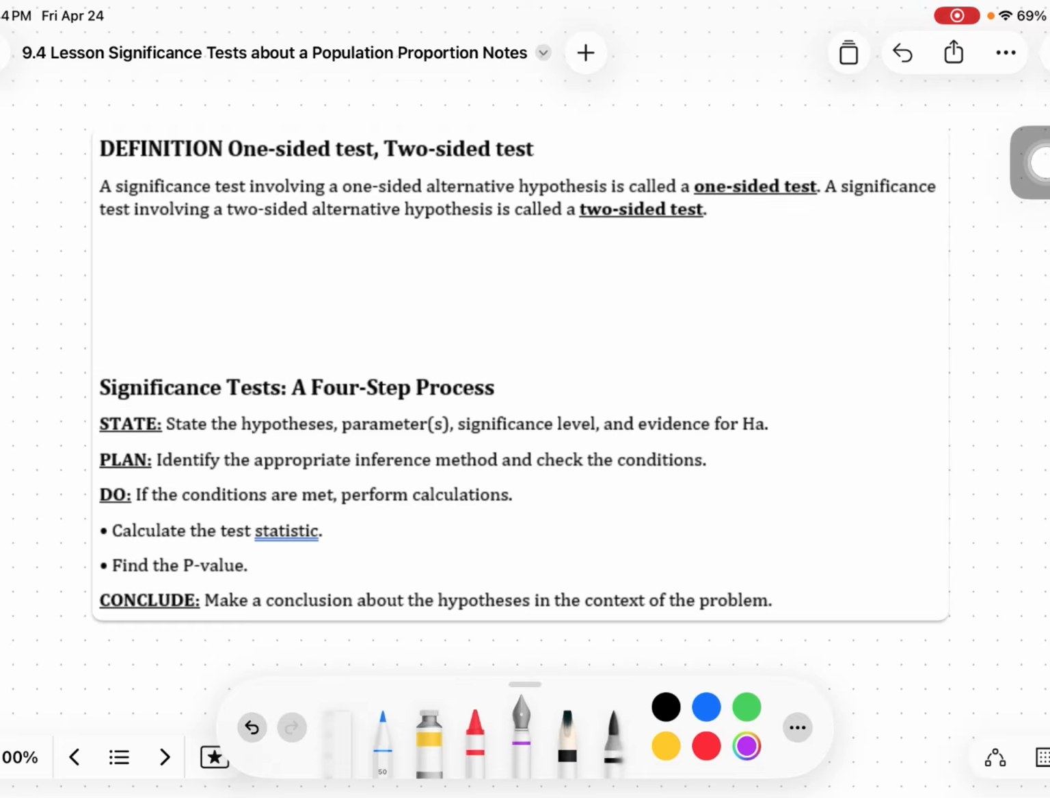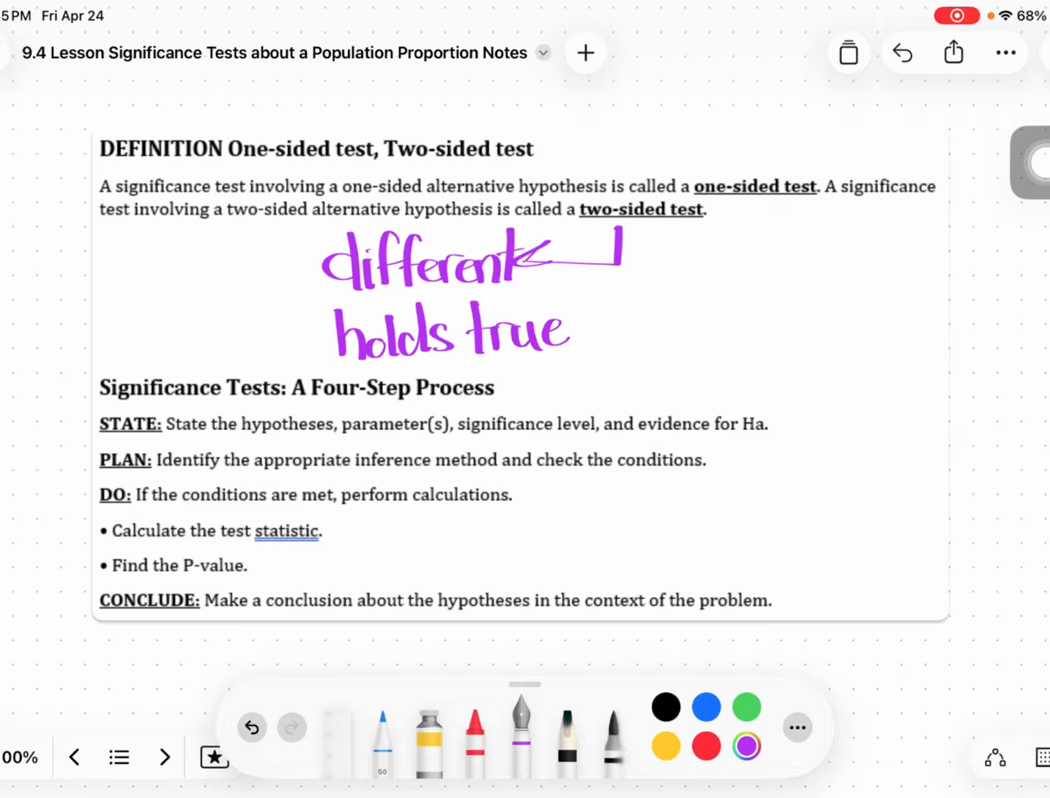Like I said in the last lesson, we have one-sided and two-sided tests. One-sided is the less than, greater than alternative. Two-sided is the not equals to alternative. Some words that would indicate a two-sided test would be if we are asking if it's different than the hypothesized value, or if the hypothesized value holds true. You've probably seen that in some of the questions from the practice in the last lesson. Those will indicate that we're just looking at a not equals to. We don't care if it's greater than or less than. We just want to know if it's different.